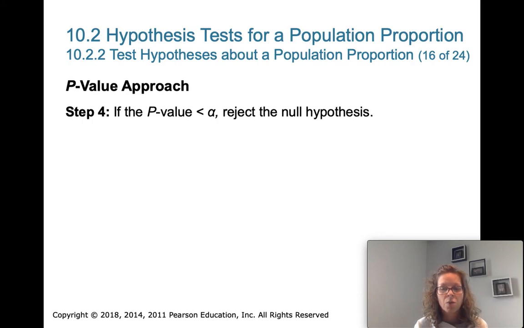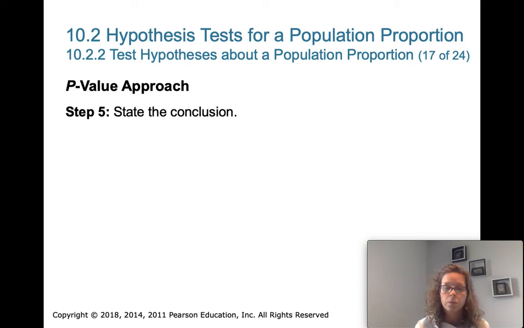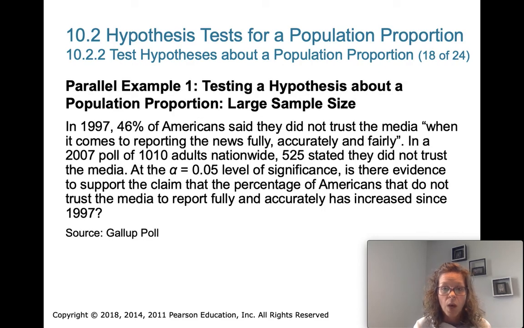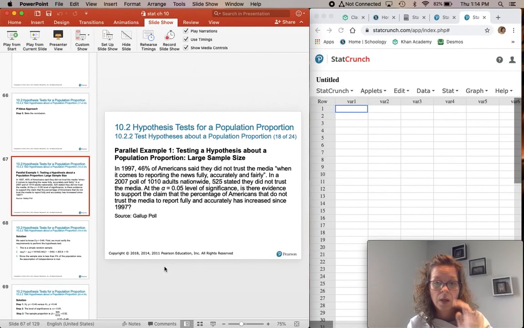So if our p-value is smaller than our alpha level, we reject the null hypothesis. If the p-value is bigger than the alpha, we do not reject the null. Remember, we don't accept it. We don't say innocent, we say not guilty. And so then we would state our conclusion. Okay, so I'm going to bring up StatCrunch so that we can see how to put this in there.